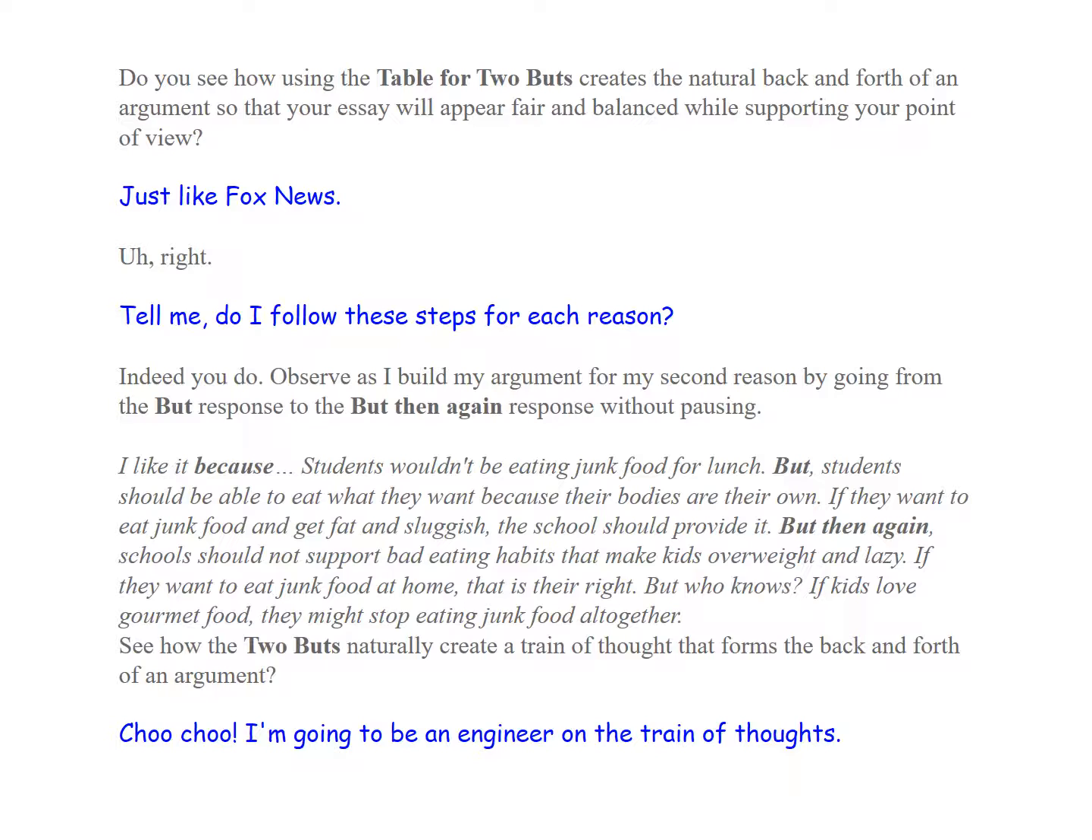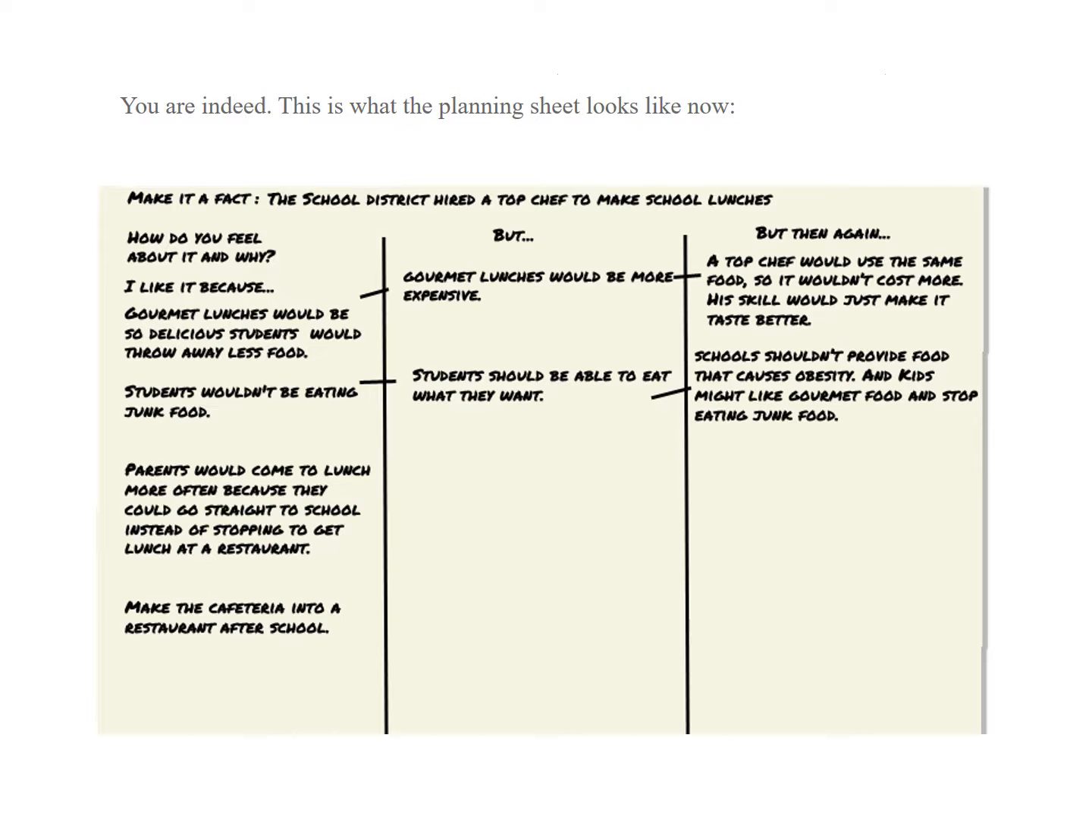All the other two buts naturally create a train of thought that forms the back and forth of an argument. Choo-choo! I'm going to be an engineer on the train of thoughts. You are indeed. This is what the planning sheet looks like now.